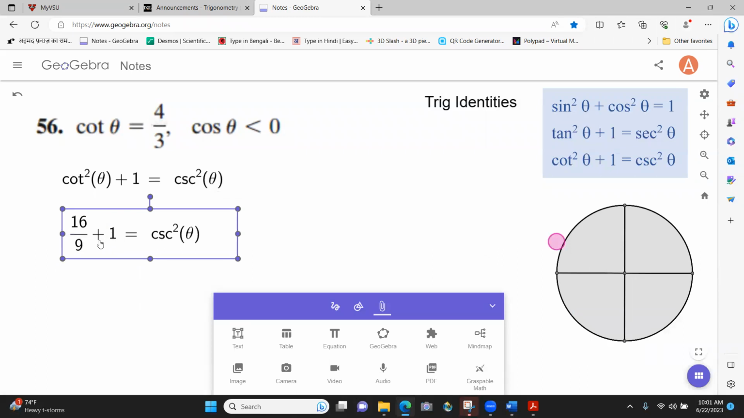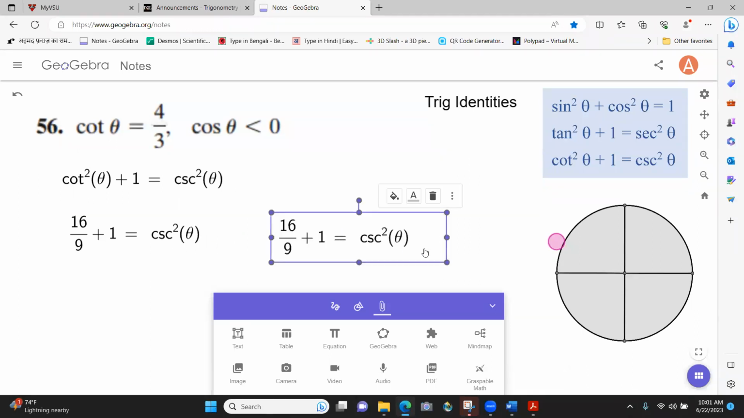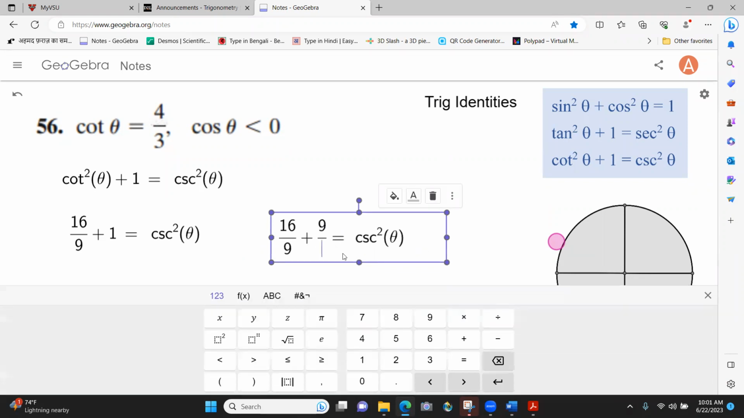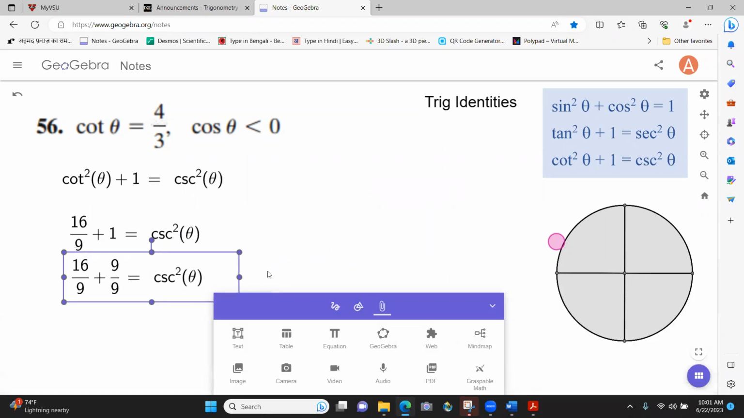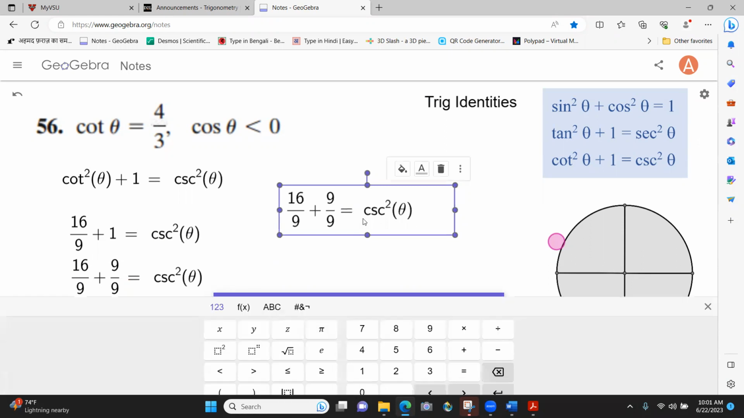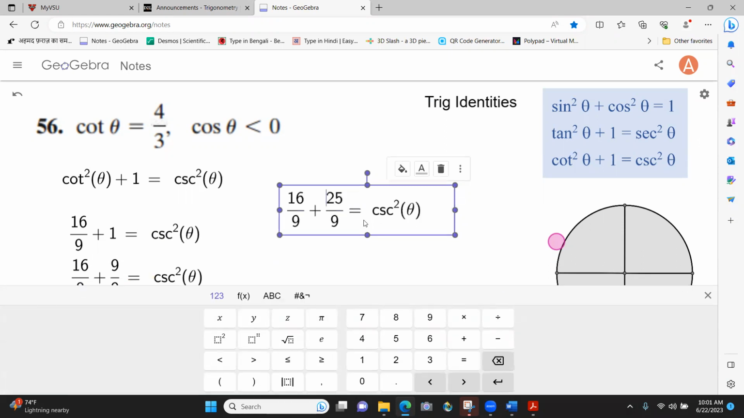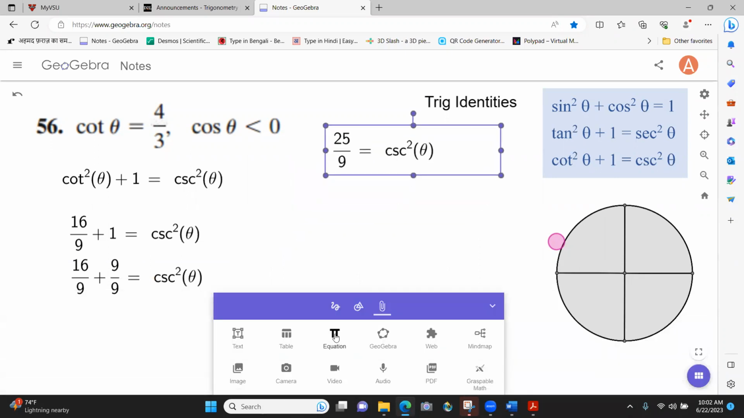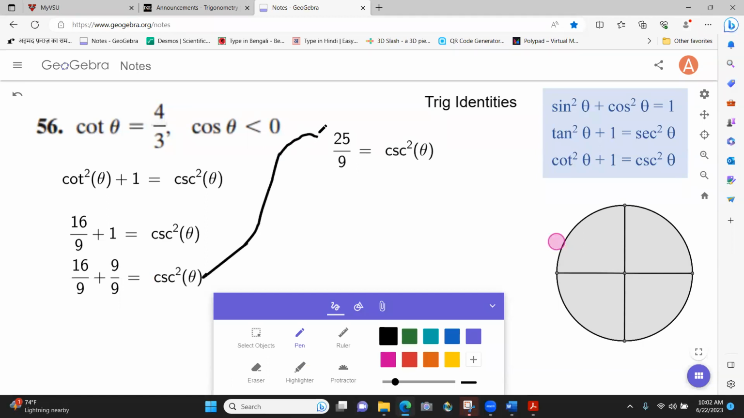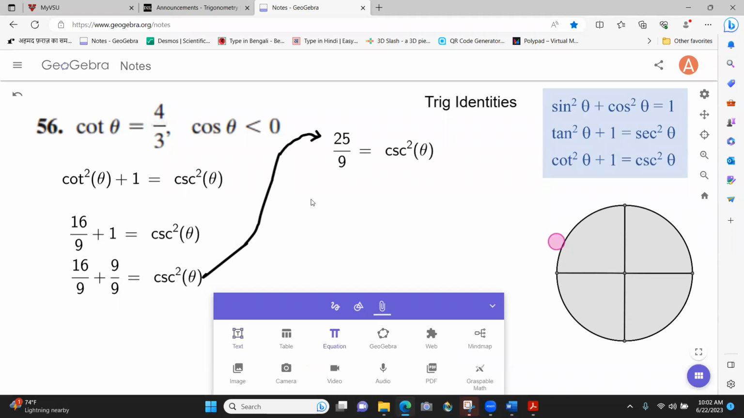All I have to do is add the left-hand side, and I can do it like this. I'm going to show you this one instead of 1. I'm going to write 9 over 9. And now that I have the same denominator, 9 plus 16 is 25. I can write 25 over 9. Now, all okay so far, hopefully. I came here and I want to find the square root of both sides now. And what do I get?